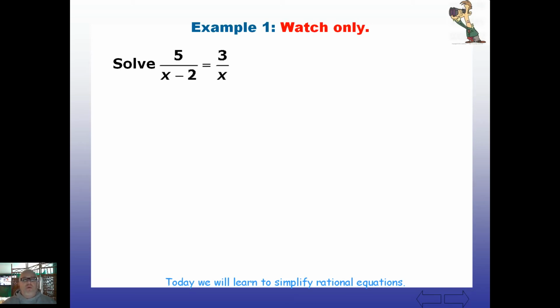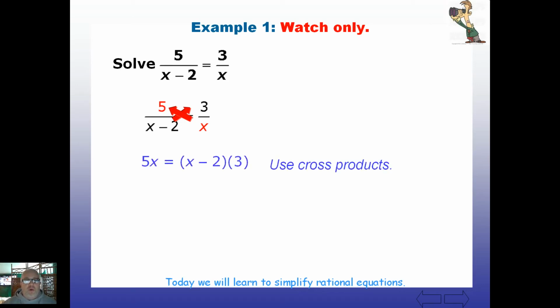Watch this one. 5 over x minus 2 equals 3 over x. Notice we've got variables on both sides. No problem. We've got a proportion, no problem. We know how to cross multiply. So let's get to work. I'm going to multiply the 5 times the x and the x minus 2 times 3. So I'm going to apply the distributive property right away and use cross products.